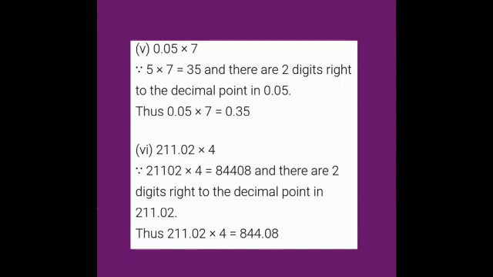Next, sixth subdivision, 211.02 into 4. Now without any decimal point, 21,102 into 4 is equal to 84,408. And there are two digits right to the decimal point in 211.02. So our answer also should consist of two digits right to the decimal point. Hence 211.02 into 4 is equal to 844.08.